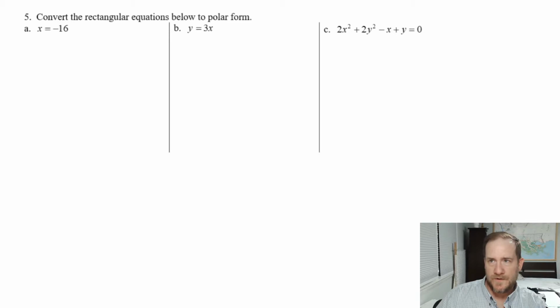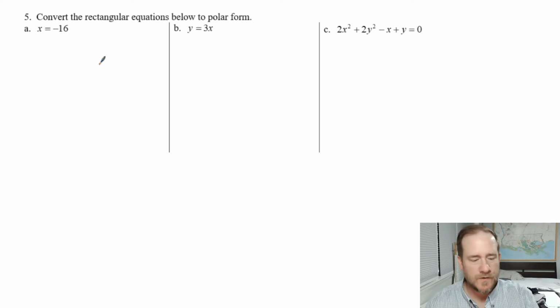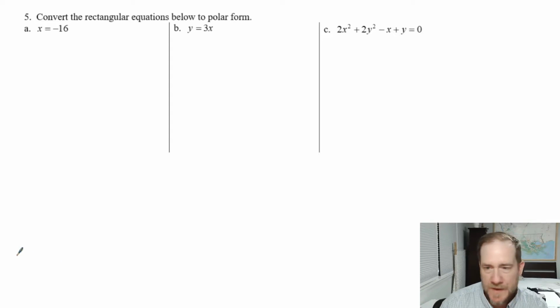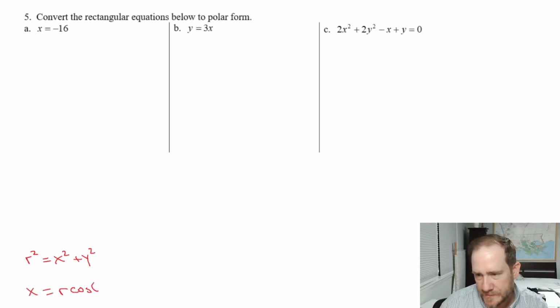Alright, so now we're converting each rectangular equation below to polar form. You should hopefully remember that we had three major rules. R squared equals x squared plus y squared. And x is r cosine theta. And y is r sine theta. So given that, we should be able to do any conversion.